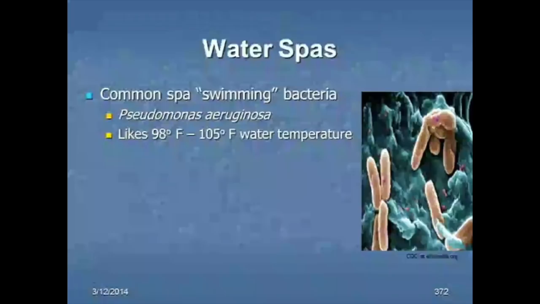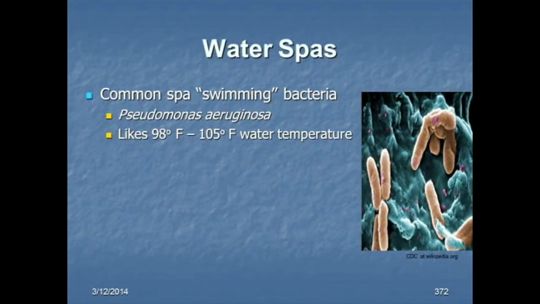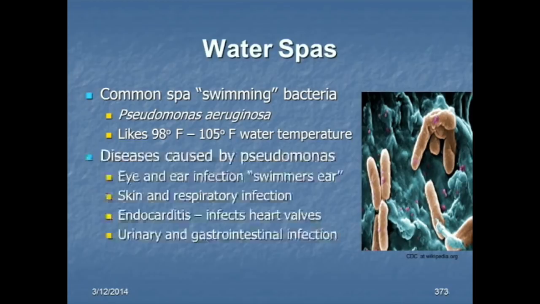Common spa issues we're talking about is swimmer bacteria. Pseudomonas, that bacteria, loves the water temperature of 98 to 105, right in the ballpark of the temperature of a spa in the state of Nebraska. What are some common problems, diseases that are caused by this Pseudomonas bacteria? Eye and ear infections, swimmer's ear, skin and respiratory infections.